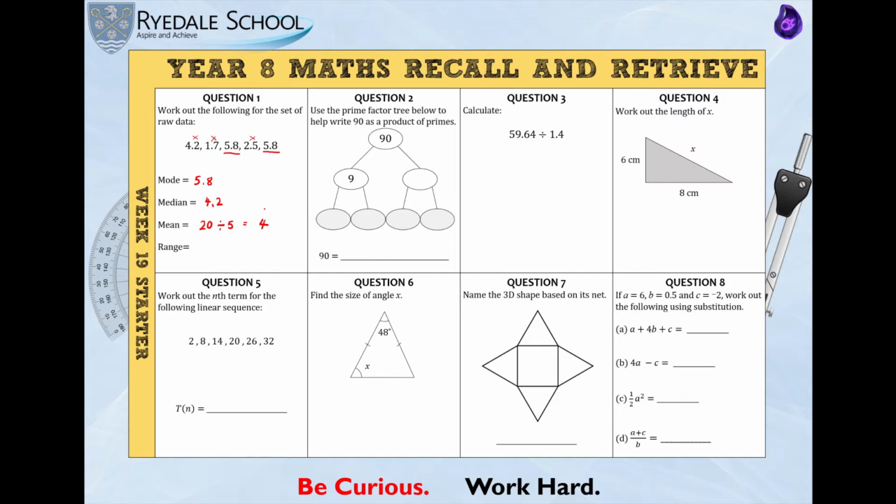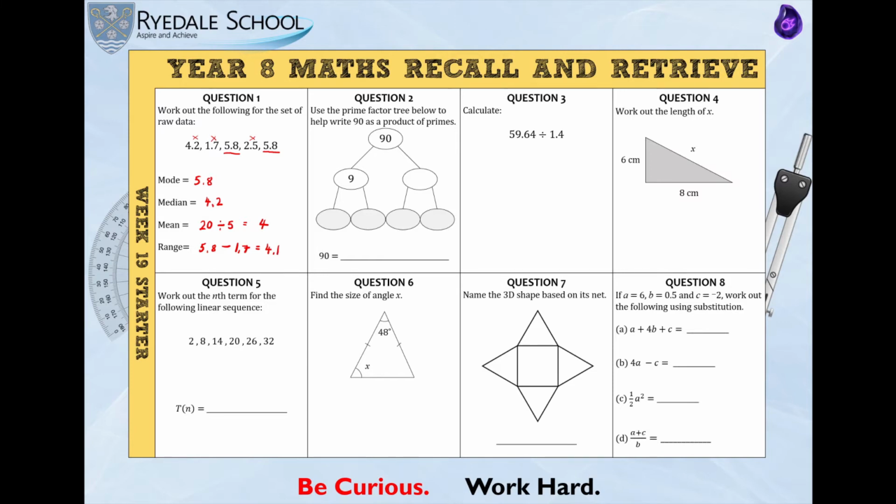And then the range is the difference between the biggest and the smallest. So always show some working out. The biggest is 5.8, the smallest is 1.7, and if you subtract those, that is an answer of 4.1.